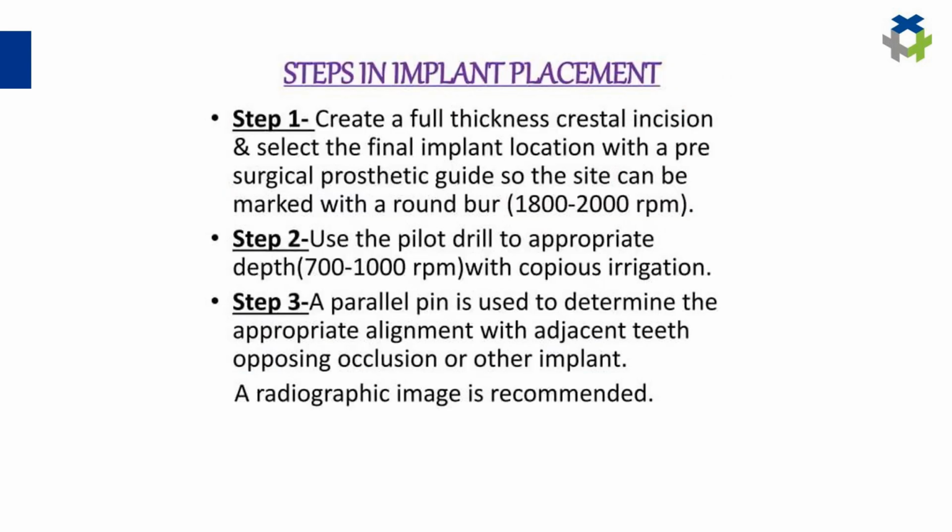What are the steps in implant placement? Step 1. Create a full thickness crestal incision. Select the final implant location with the pre-surgical prosthetic guide so the site can be marked with the round burr. Step 2. Use the pilot drill to the appropriate depth, 700 to 1000 rpm with copious irrigation. Step 3. A parallel pin is used to determine the appropriate alignment with the adjacent teeth, opposing occlusion or other implant. A radiographic image is recommended.